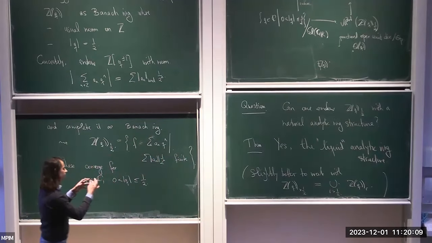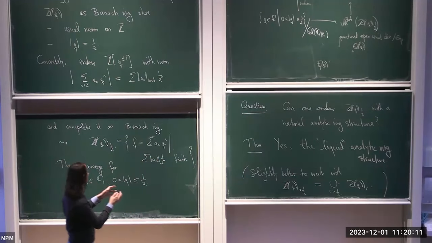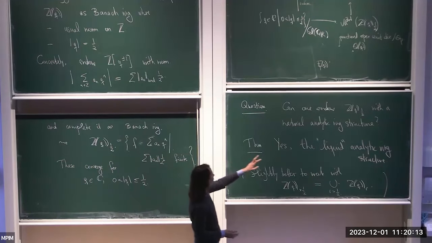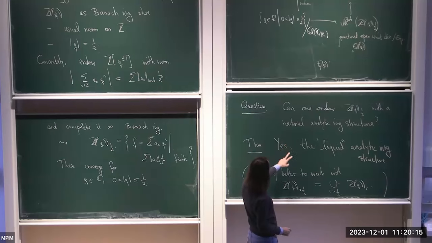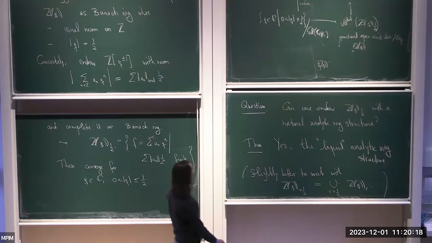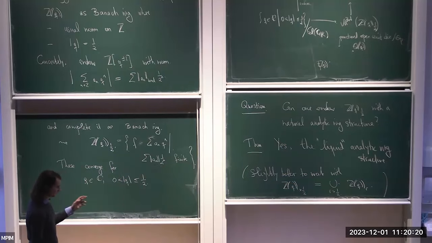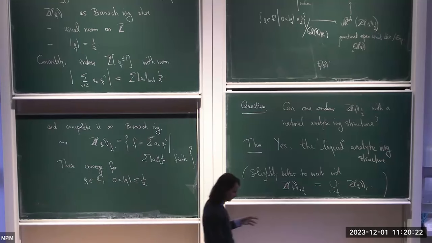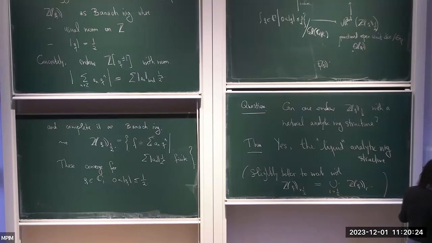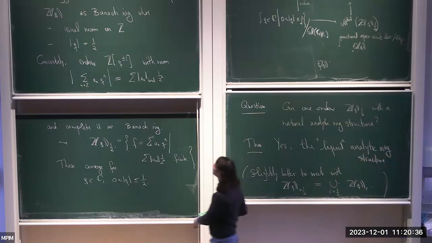And so, more generally speaking, for any kind of Banach ring which has a topologically nilpotent unit in the usual way, you can produce this kind of liquid analytic ring structure. And the resulting theory will be extremely close to Berkovich's theory, and this is something that we want to discuss at some point. Today, however, I want to also talk about something else, something that we only found out a few weeks ago.